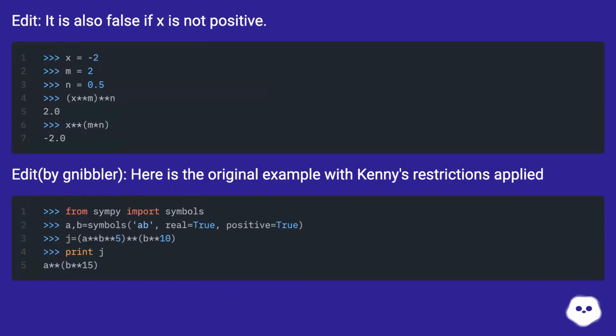Edit. It is also false if x is not positive. Edit. By Nibbler, here is the original example with Kenny's restrictions applied.